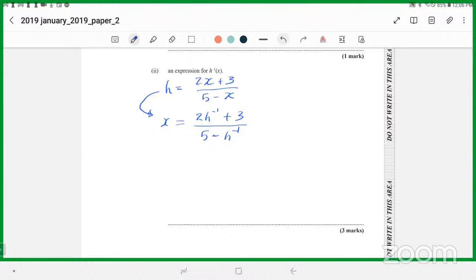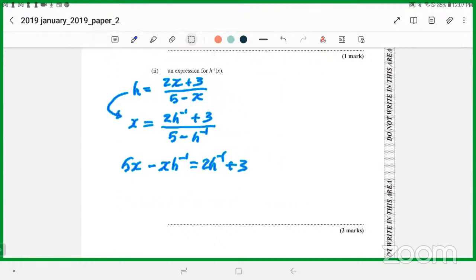All right? So to multiply the denominator across here by the x is going to be the x times the 5 first, gives me 5x, and then x times the minus h to the minus 1, I'm going to get minus x times h to the minus 1, and this remains on the right side. 2h to the minus 1 plus 3. Let me shift this over because I think I'm going to have to divide the space to do it.